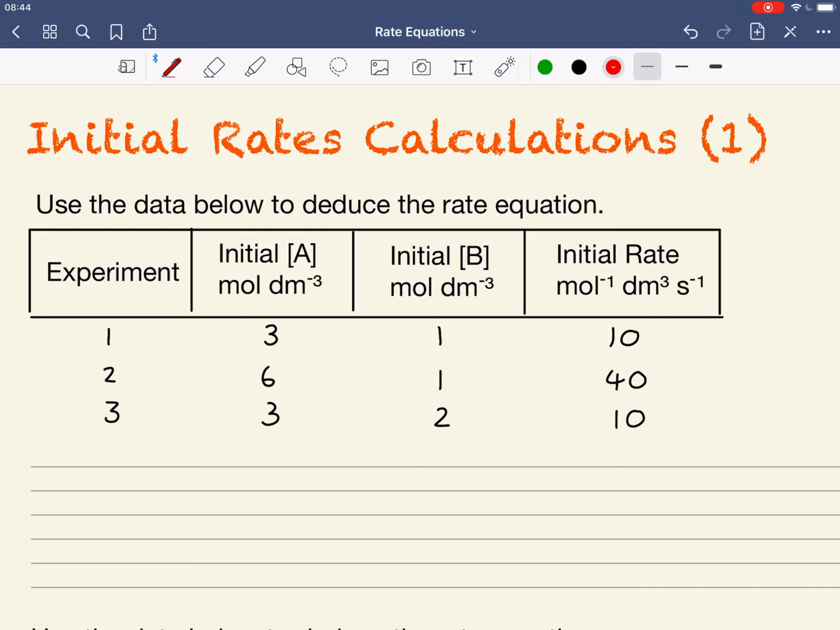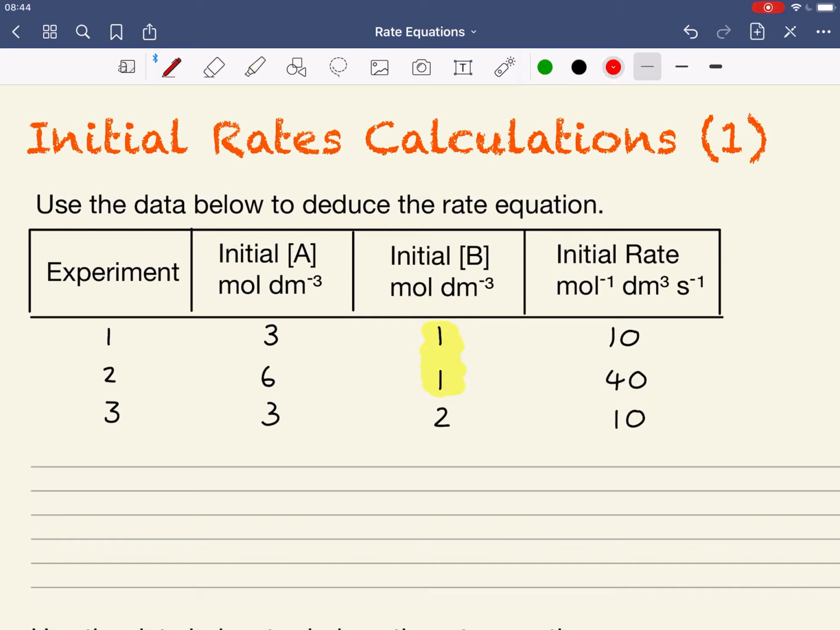Here we're going to look at how we can use initial rate data to work out the order of a reaction and therefore deduce a rate equation. In questions like these, we're looking for where one of the reactants' concentrations remain constant. And we can see in experiments 1 and 2, the concentration of B remains constant.